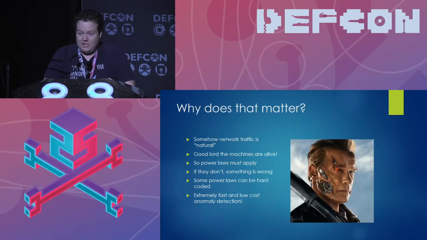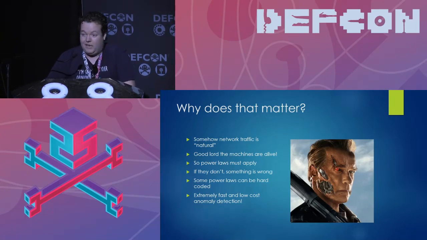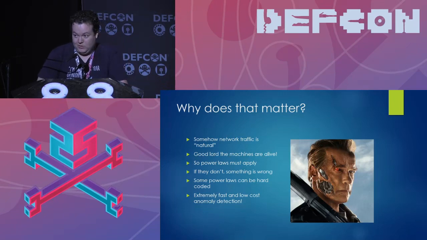Well, basically, network traffic is somehow natural, which means that Skynet is real, the singularity is here, Elon Musk was right, and we're all going to die. Seriously though, it just means we can apply power laws to it to do anomaly detection without any sort of AI, because what we do know is that under normal circumstances it should follow one of these power laws. Things should follow power laws in network detection, and if they don't, we already know that something is wrong.